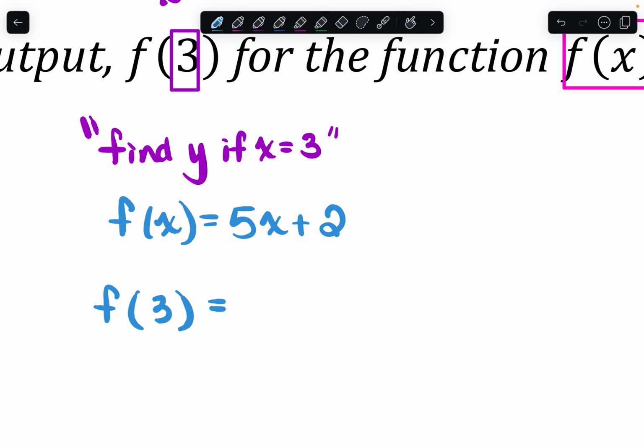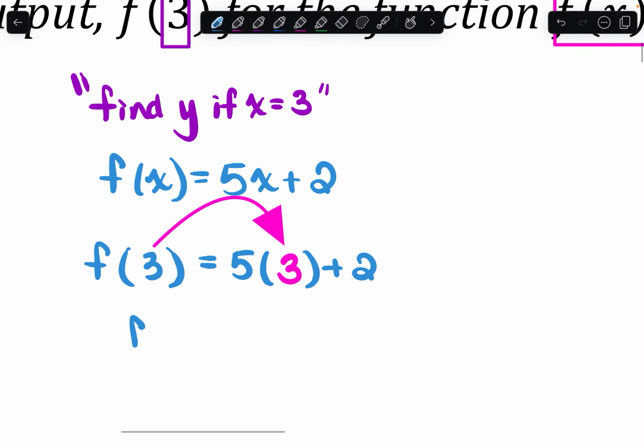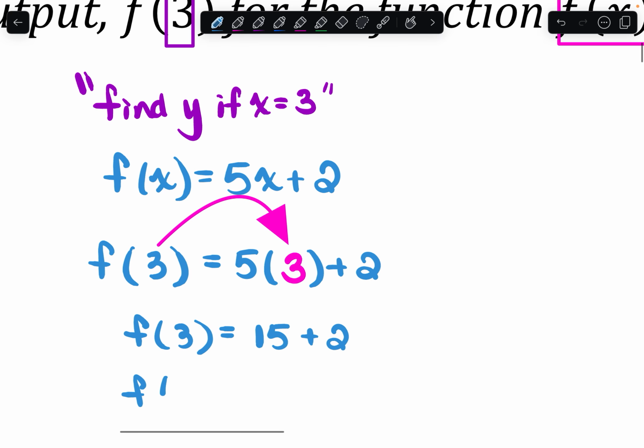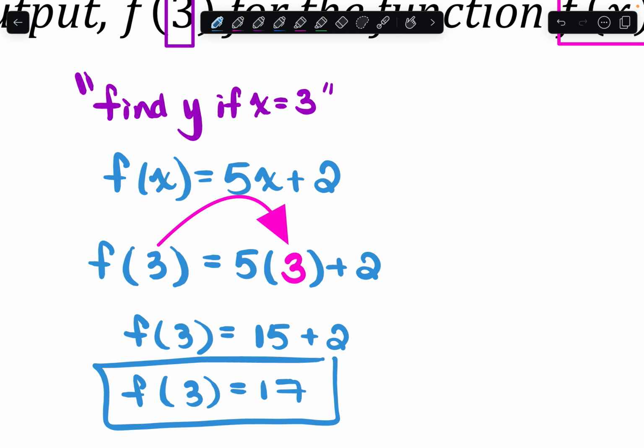When you substitute values in, I like to write out a template. Everywhere I've got an x, I'm going to create an open bubble. So I'm going to go 5, bubble, plus 2. And in that bubble goes the x value we were given, 3. Then we can clean it up. f of 3 is going to be 5 times 3 is 15, and then 15 plus 2 is 17. So f of 3 is 17.